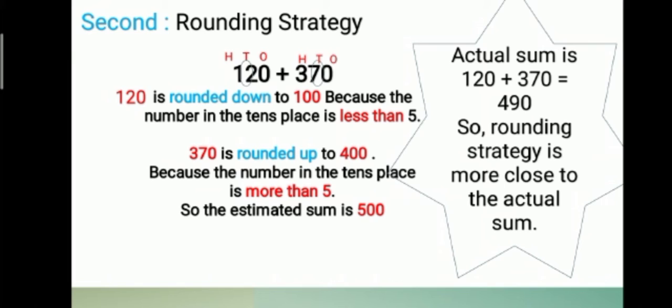So the actual sum is 120 plus 370. 0 plus 0 equals 0. 2 plus 7 equals 9. 1 plus 3 equals 4. So the rounding strategy is closer to the actual sum.